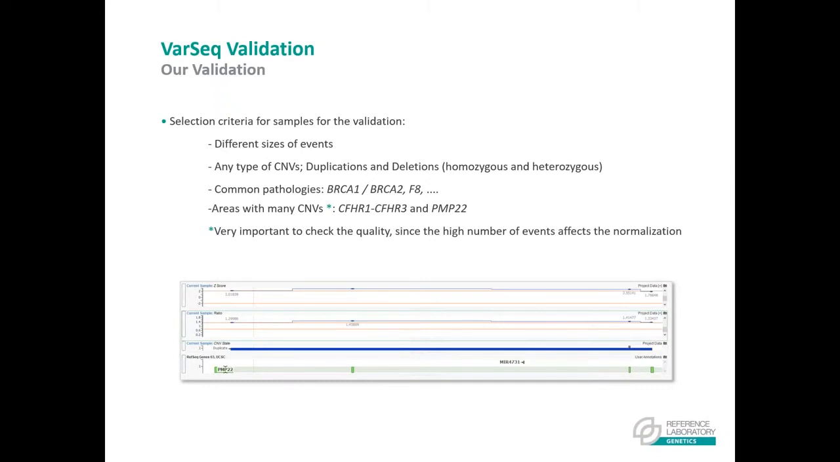We also wanted to check genes with a high number of known CNVs, such as DMD, BRCA1, BRCA2, F8, etc., since they will be among the common analyses that we will have to carry out. In addition, to force the analysis, we wanted to incorporate and analyze areas with a lot of variability, such as the polymorphic region of the CFHR1 gene and CFHR3 gene, or the PMP22 gene, which, as explained before, is pathological but with a relatively high proportion in the population.